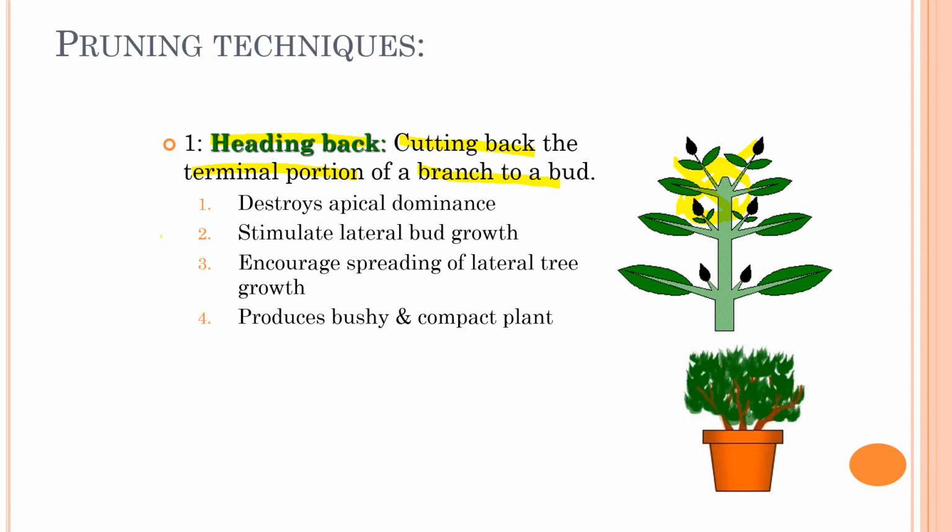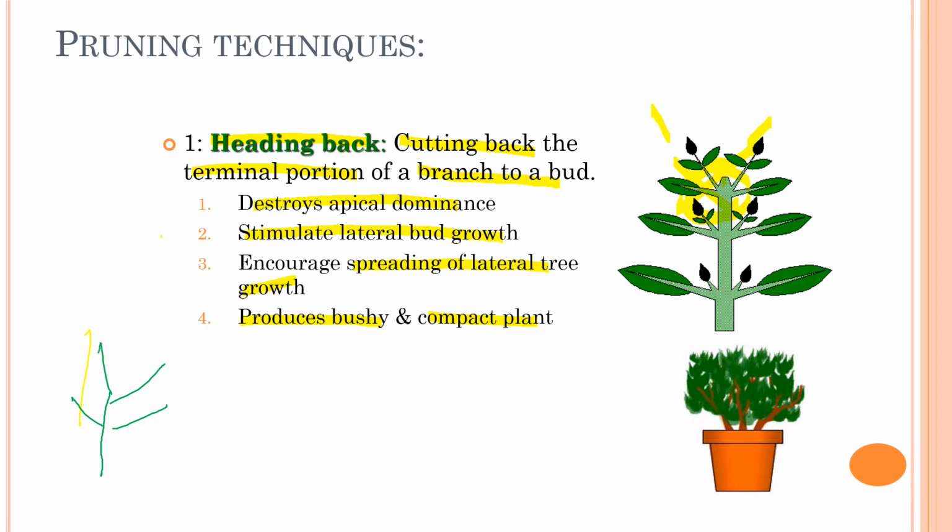This will destroy the apical dominance. That means it will allow branches, like now in this case you have two branches because you cut it in the middle. It will also stimulate lateral bud growth. It will encourage spreading of lateral tree growth and produce a bushy and compact plant. So when you do this, basically this is the tree. Let's make it an example. This is a tree.